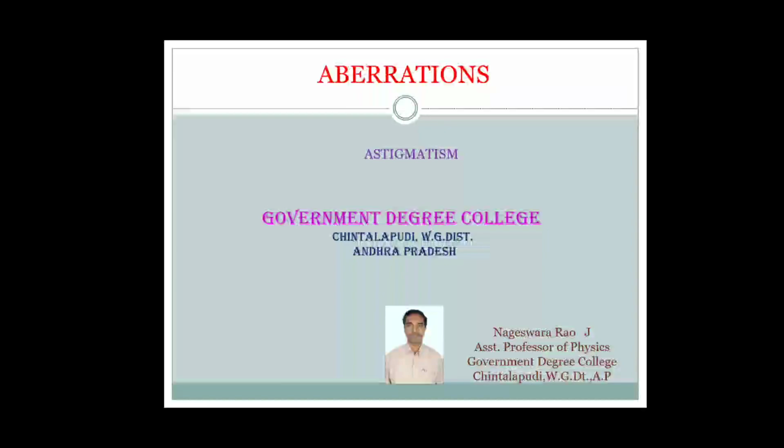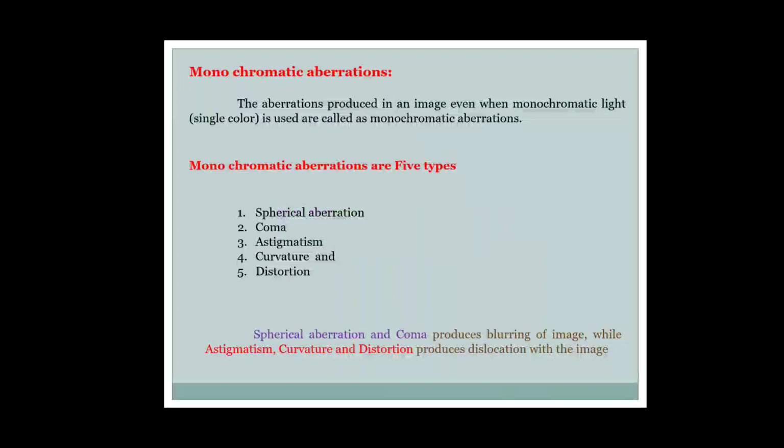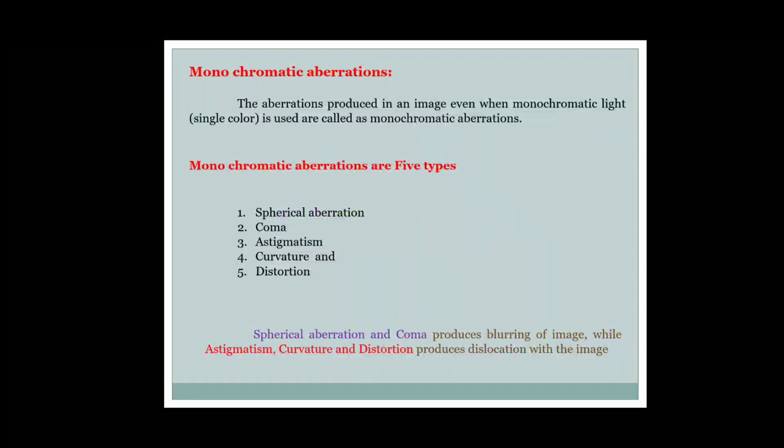In this presentation, we will discuss astigmatism. This is one of the types of monochromatic aberration. Before discussing astigmatism, we want to remember what monochromatic aberration is. If any object is monochromatic, it is nothing but a single color. The image formed by the lens is not a perfect image. This type of defect formed by the lens is called monochromatic aberration.